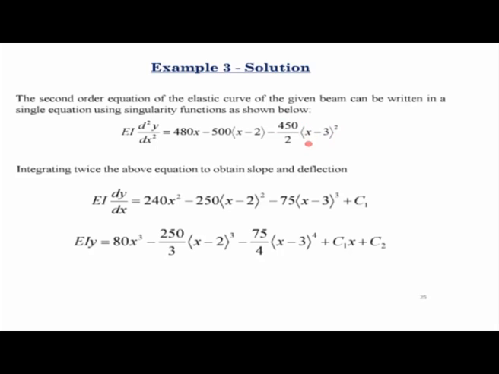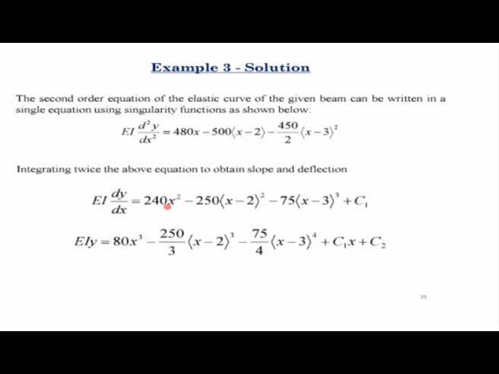Now, if you look at the properties of integration of singularity functions, and you integrate on both sides, you will get EI dv/dx equal to 240x square minus 250 times (x minus 2) whole square. Notice, if you integrate this singularity function, you get (x minus 2) whole square by 2. So that 2 cancels with the 500, and you get 250. Same thing here: 450 by 2 times (x minus 3) whole cube by 3. So that 3 and 2 in the denominator cancel this out, and you get 75. So this is the first order equation of the elastic curve.